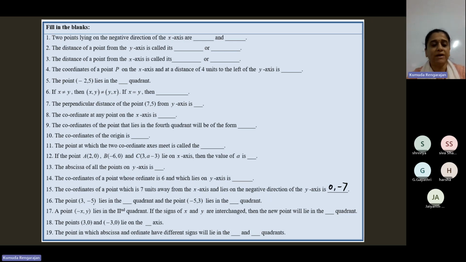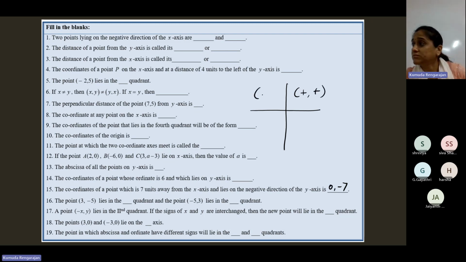The point 3, minus 5 lies in the... Sachin, tell us. First one is plus, plus. Second one? Minus, plus. Third one? Minus, minus. Fourth one? Plus, minus, right? Okay, very good. So the point 3, minus 5, plus, minus, second quadrant.